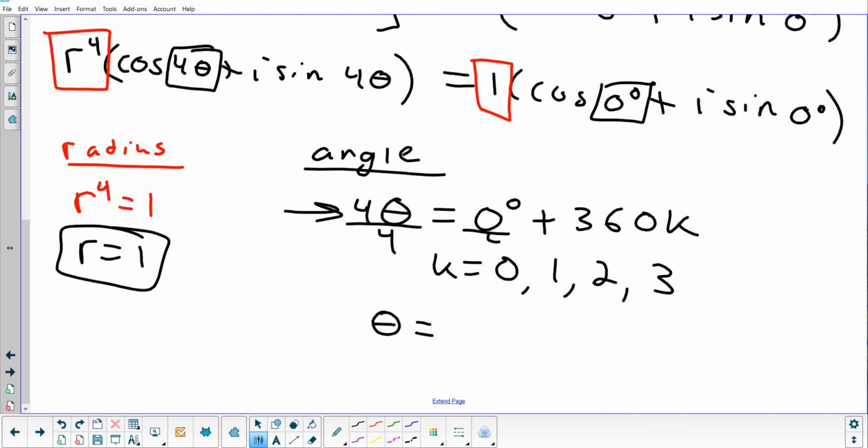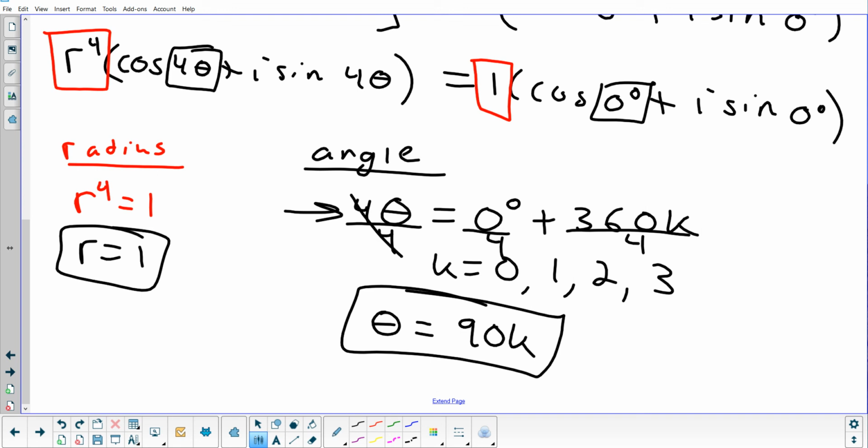Now, this is kind of a special case because this part is 0. You technically don't even need to write this part. If it wasn't 0, you would. But in this case, it's 0, so if you want to leave it off, you can. If you want to put it, you could, but it's just going to be 0 plus something, so that's going to cancel. That's just 0. And in the simplest form, that's the formula for your angle. Theta equals 90k. 360 divided by 4 is 90.